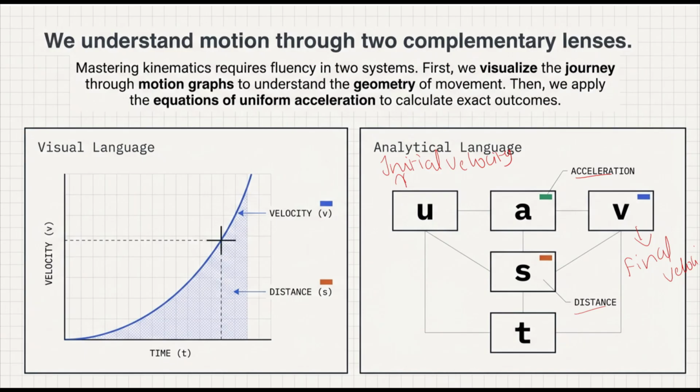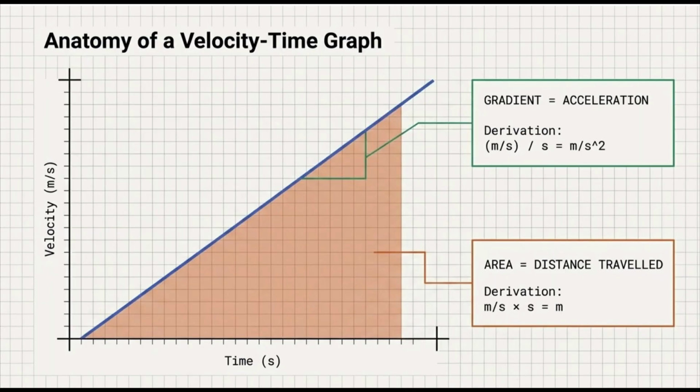The most effective approach combines both methods. Graphs help us visualize the motion and equations help us calculate exact numerical values. These are the graphical methods and these are the analytical methods. Now let's see the anatomy of a velocity time graph. Here we can see the most important graph in kinematics, the velocity time graph.